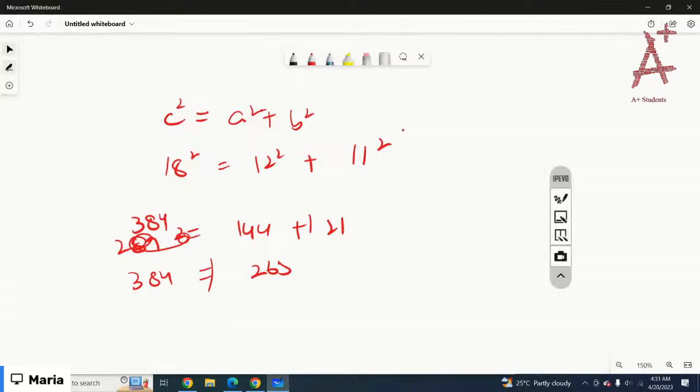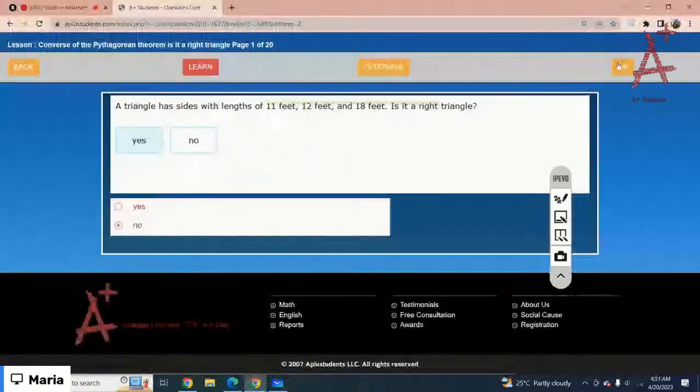So they are not equal. That means the given measurements are not of a right angle triangle. Got it? Okay, let's look at the other example. The correct option for this one is no, this is not a right angle triangle. Got it?